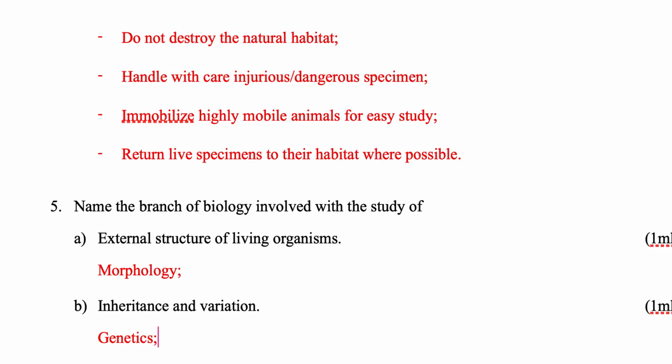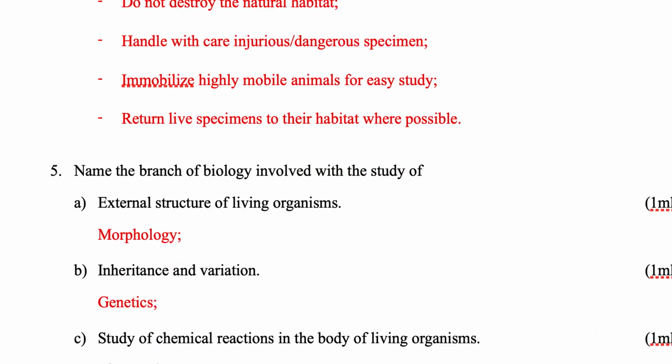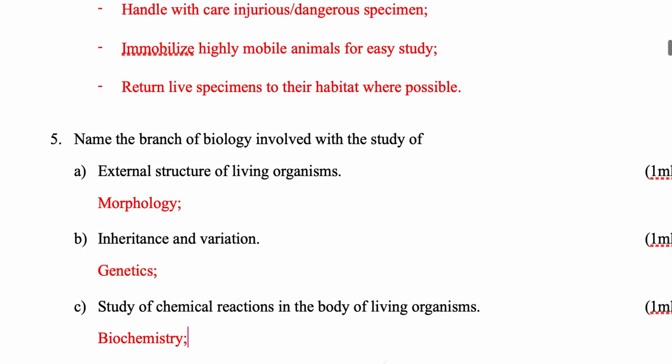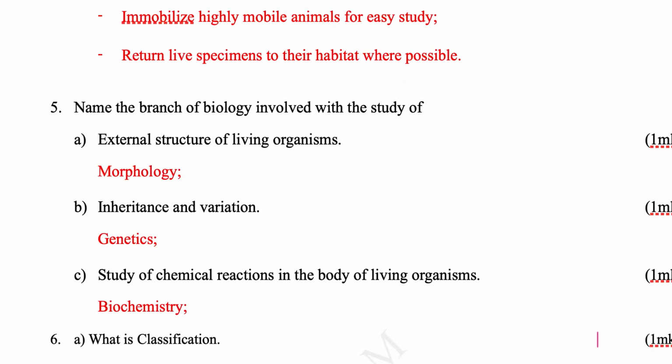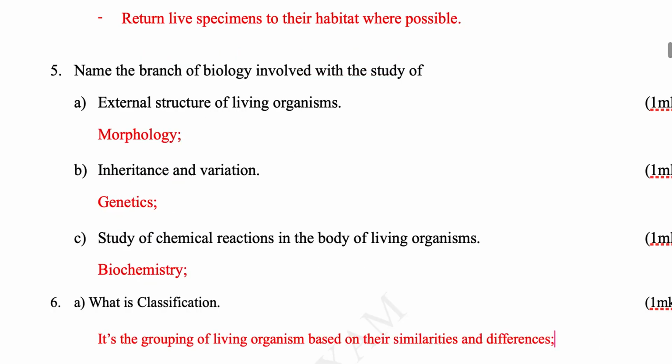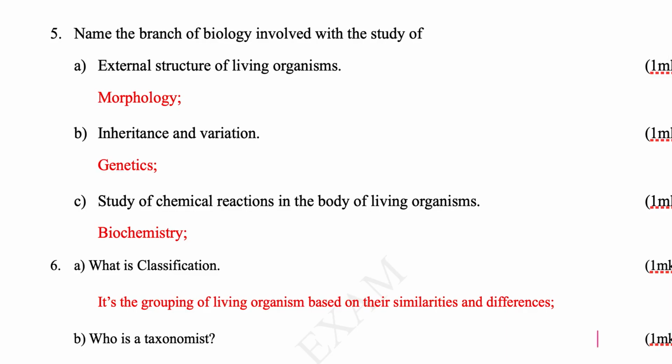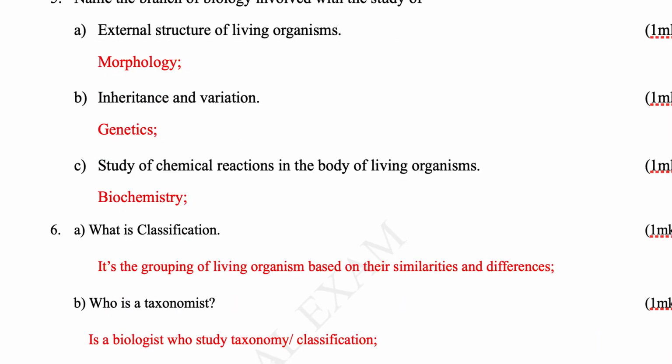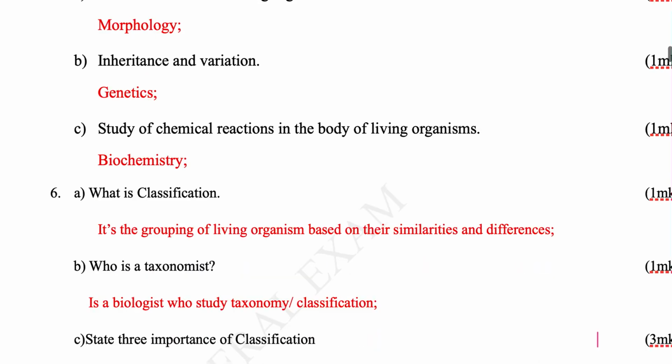Name the branch of biology involved with the study of A. External structure of living organisms, morphology. Inheritance and variation, genetics. Study of chemical reactions in the body of living organisms, biochemistry. Question 6a. What is classification? It's the grouping of living organisms based on their similarities and differences. Who is a taxonomist? Is a biologist who studies taxonomy.